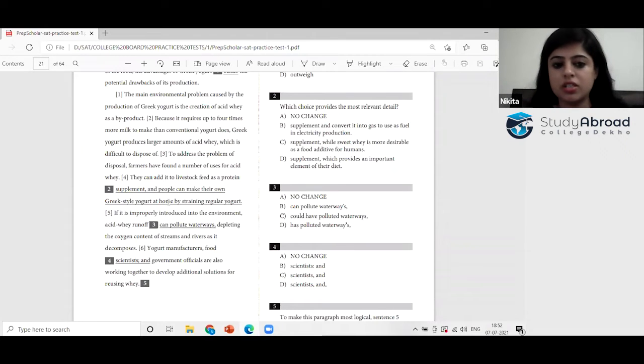Option A: Greek yogurt style at home by straining regular yogurt. Now you see that this information is very generic, that Greek yogurt can be made like this. The question we need to ask ourselves is, is it a use? The answer is no. Second, B says convert it to gas to use as fuel in electricity production. Does it sound like a use it can be put to? The answer is yes. It's a use, right? That it can be used as a fuel in electricity production.